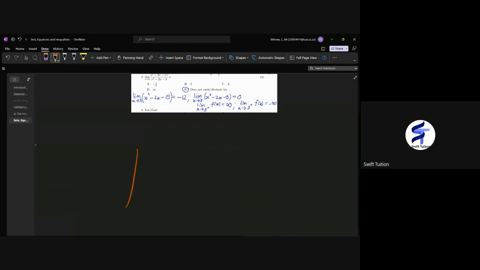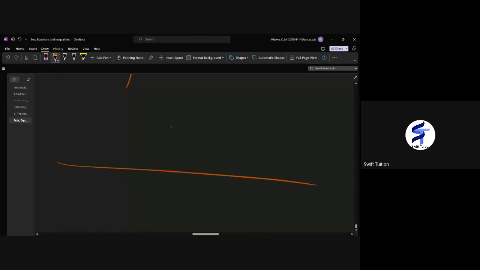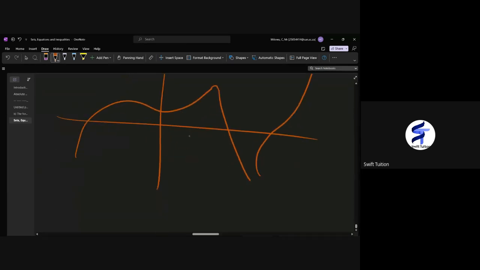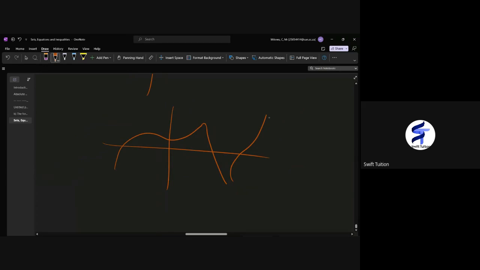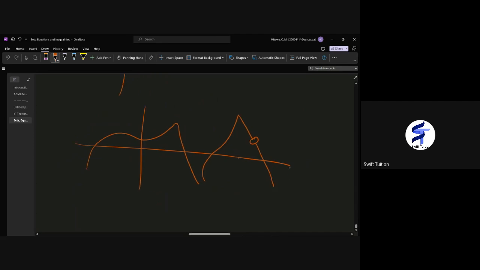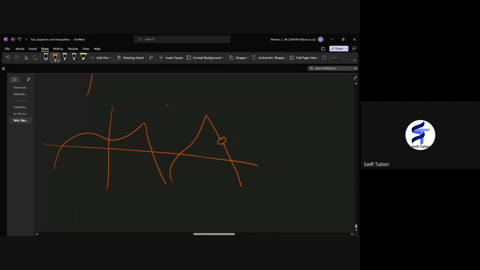Okay, it keeps thinking I'm trying to scratch it out. So you have a function, and let's say the function does this, and this, and this, and then it does that. I'm trying to show all the different types of continuity. Okay, I'm gonna say this.